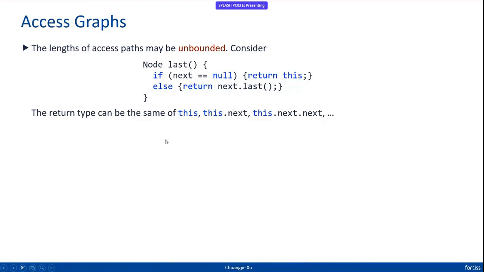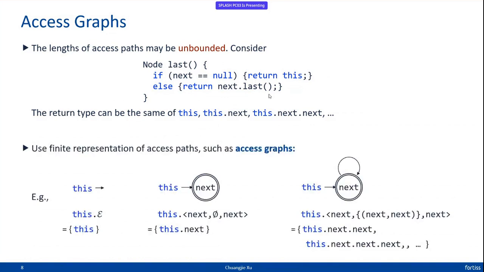And then if you think about the return type of this method, it can be the same as the variable this, right? Because if this is the last node, it can be this.next. If next is the last node, it can be this.next.next, and so on. So you get an infinite set of paths, and this will make your computation of the type non-terminating. So what shall we do?